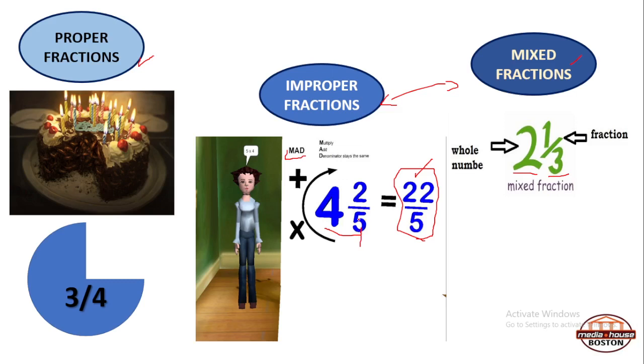you take your denominator and multiply it with the whole number, giving you 5 times 4, giving you 20. And then you add it with your numerator, giving you 22. So therefore, you're going to have an improper fraction of 22 over 5, which can also be reversed back again to a mixed fraction. So that's related to improper and mixed fractions.